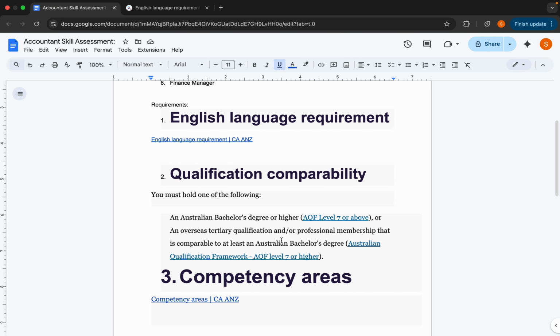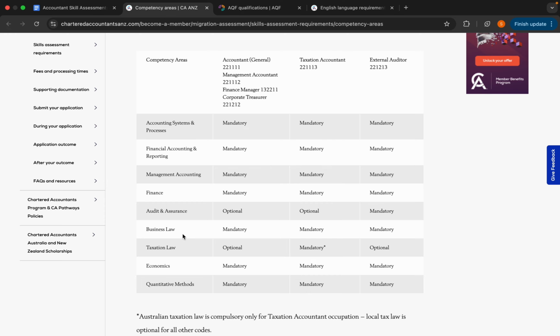First one is accounting systems and processes, mandatory for all. Financial accounting and reporting, mandatory for all. Management accounting, mandatory. Finance, audit and assurance, business law, taxation law, economics, quantitative methods. These subjects must be included in your syllabus. So go and check your university degree syllabus or course description and see if these subjects are included or not, or see your mark sheet or transcript. Taxation law is optional for general accountant, because general accounting is more about company accounting, not taxation. But for tax accountant, it is mandatory.